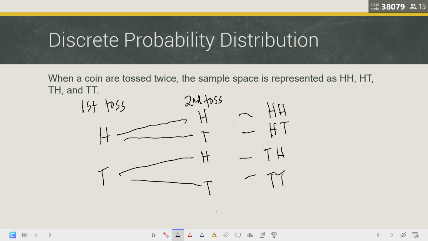Ngayon, class, if I'm going to ask, pareho ba si head-tail and tail-head? Are they the same? Hello? I'm just asking for yes or no. No po. No sir. Bakit no? Sige.